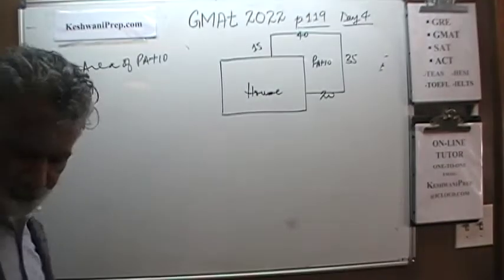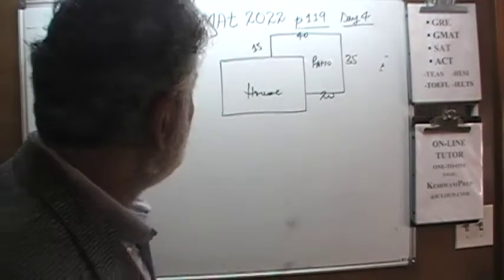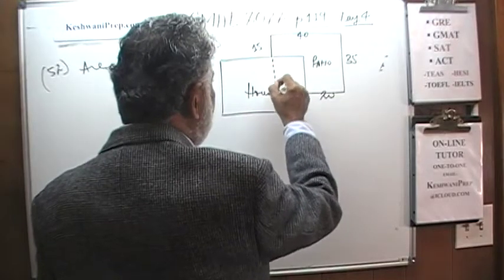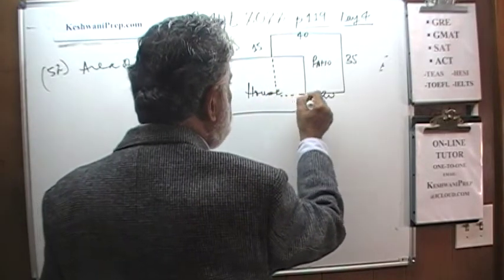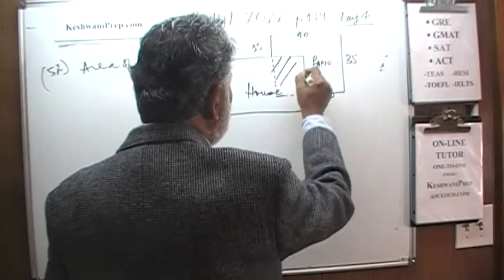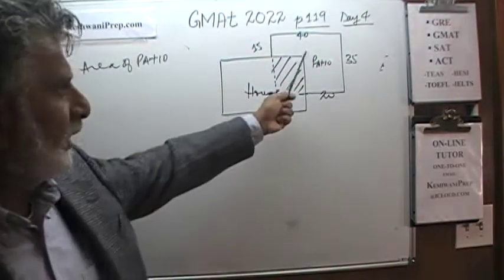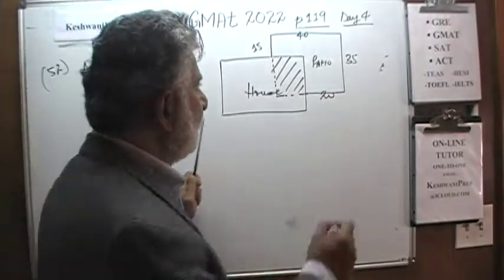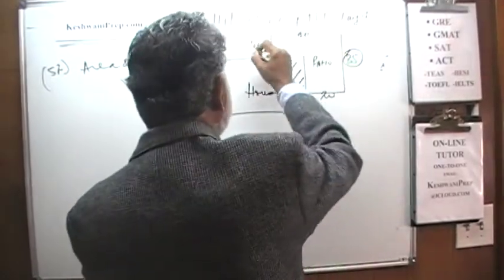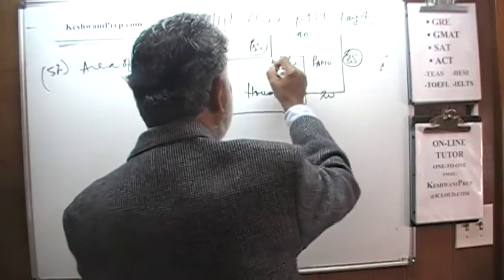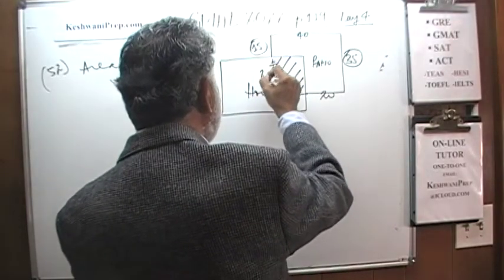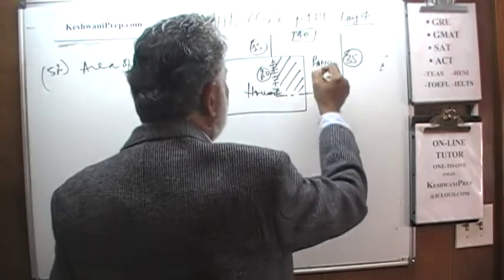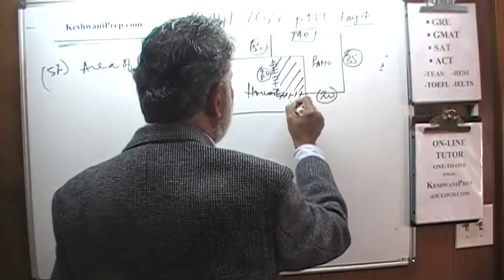The easiest and simplest way to figure out the area of the patio is, instead of dealing with this awkward shape, let's make it a complete rectangle. We're going to figure out the area of this part and simply subtract it from the other part. So follow my pointer as I speak. This is 35 and this is 15. If this is 15 and this is 35, this side would have to be 20. Similarly, this is 40 and this is 20, which means this side is also 20.